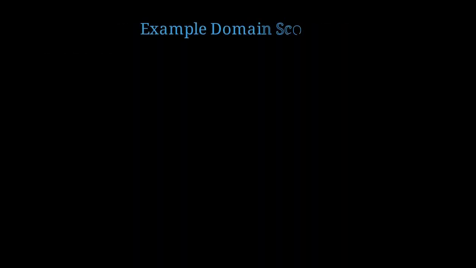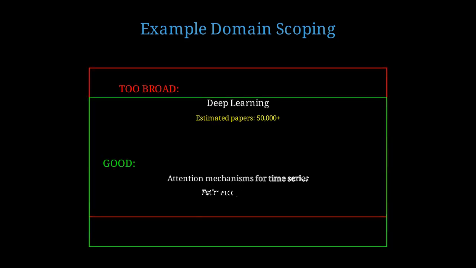Let me give you a concrete example of domain scoping. Deep learning as a domain has over 50,000 papers. This is unmanageable. But attention mechanisms for time series forecasting has about 200 papers, and one expert can reasonably verify the key claims.